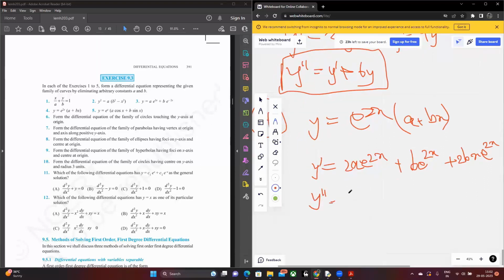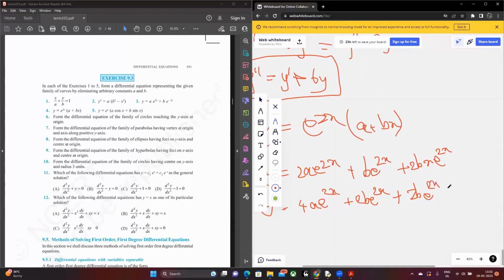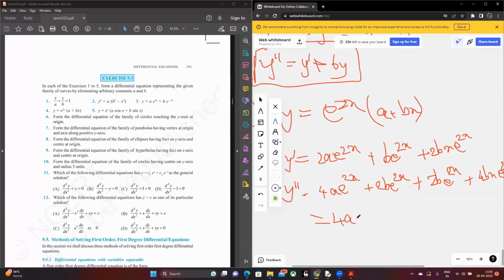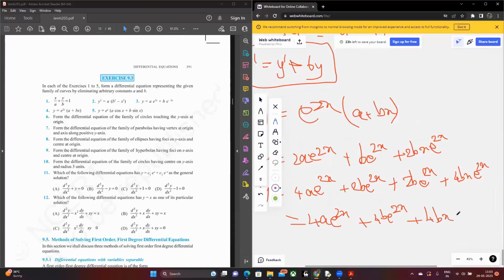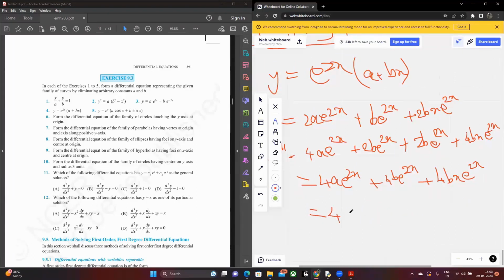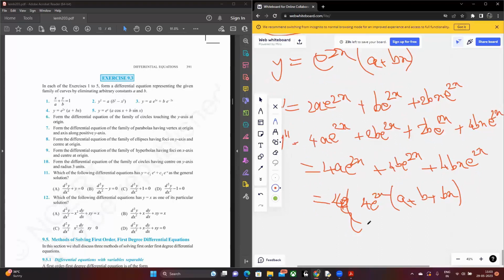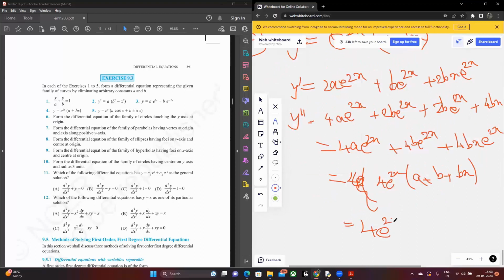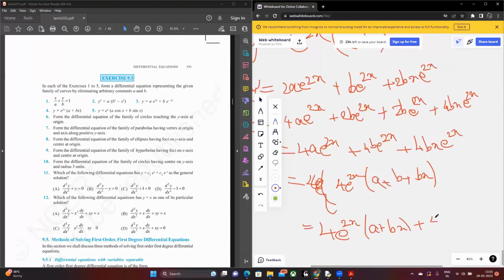And y double dash, on the other hand, is 4a e power 2x plus 2b e power 2x plus 2b e power 2x plus 4bx e power 2x, right? This is basically 4a e power 2x plus 4b e power 2x plus 4bx e power 2x. That you can simplify as 4 e power 2x times a plus b plus bx, right? Now you can see that this can be spread as 4 e power 2x times a plus bx plus 4b e power 2x, right? And this is basically 4y.